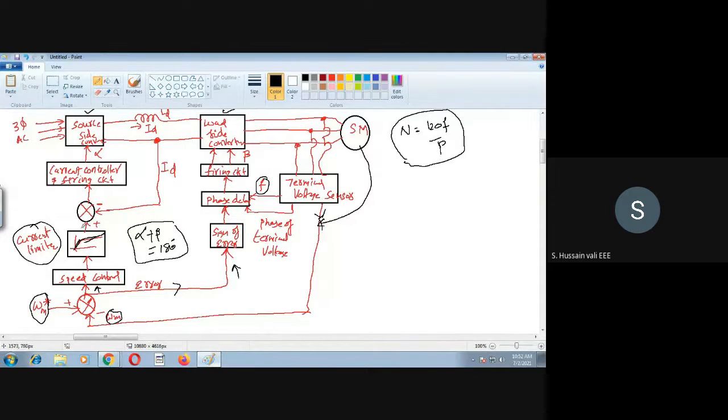So the current limiter output will be here. Then that current, you can call it the reference current. You are getting the reference current here. That reference current will be compared with the actual current. So you may have the current sensor here. From the current sensor, you sense what is the actual ID flowing. That will come here. Then there is an error. Based upon the error, the current controller will produce the firing angle.